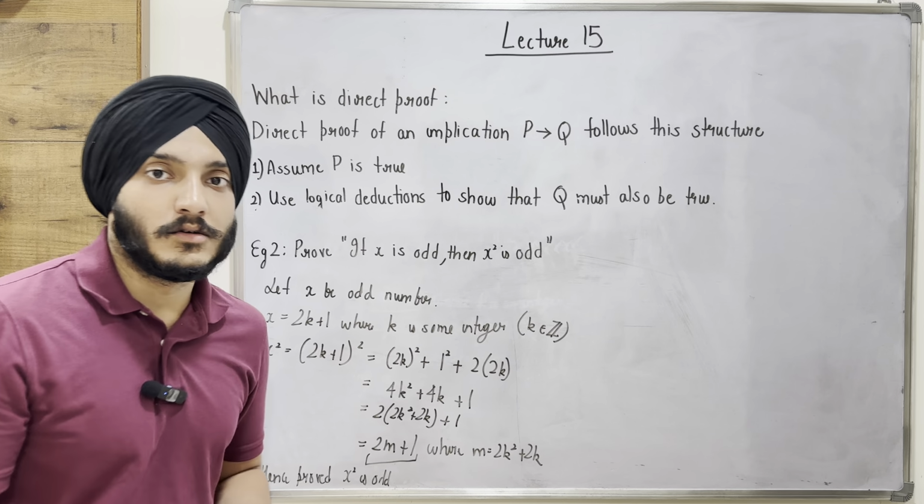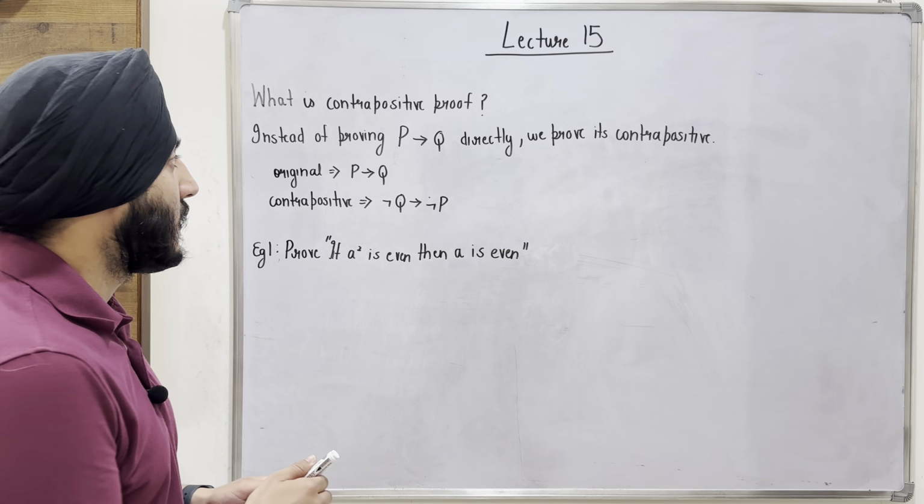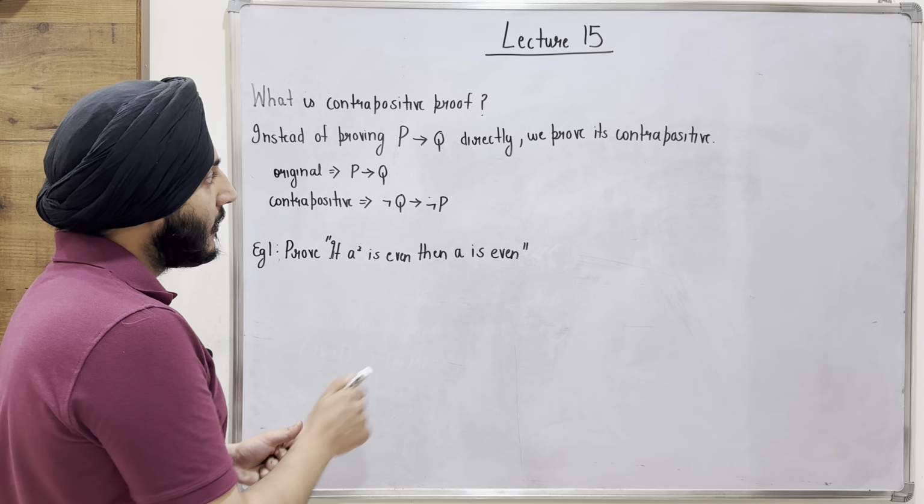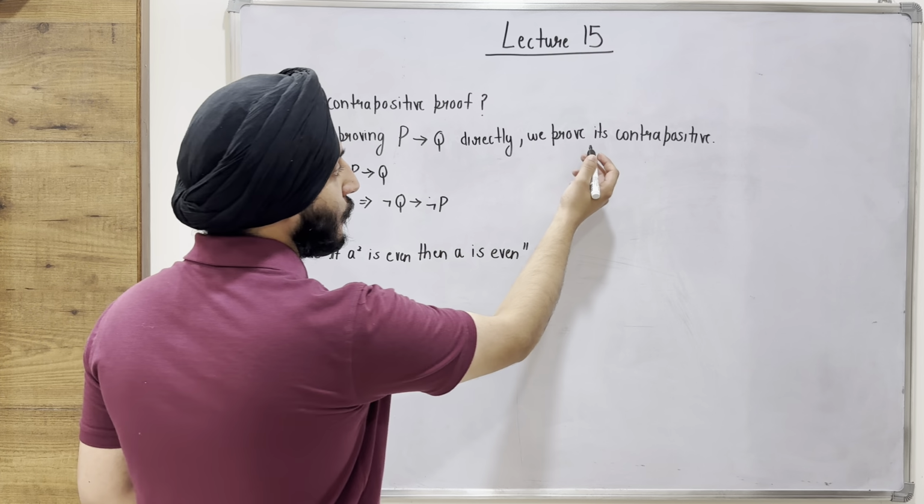Okay, now let's try to understand what is the contrapositive proof. Again, very easy to understand. If you understand how the direct proof works, then this should be very easy to understand, right? There's just a slight difference in this case. Instead of proving P then Q, we prove its contrapositive, right? So if the original is P then Q, we prove negation of Q then negation of P.